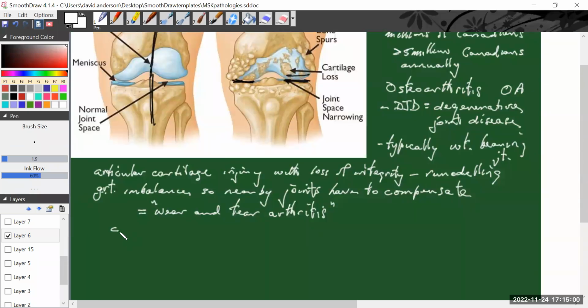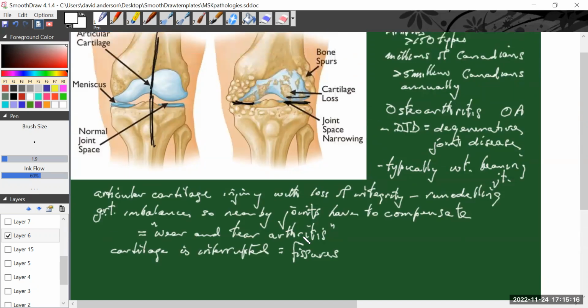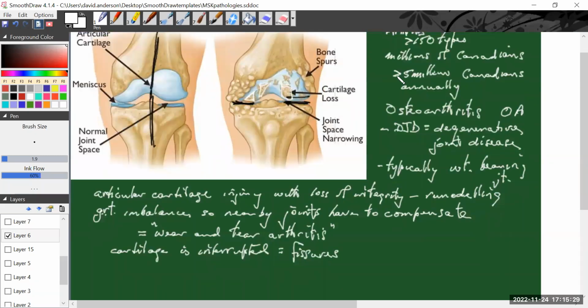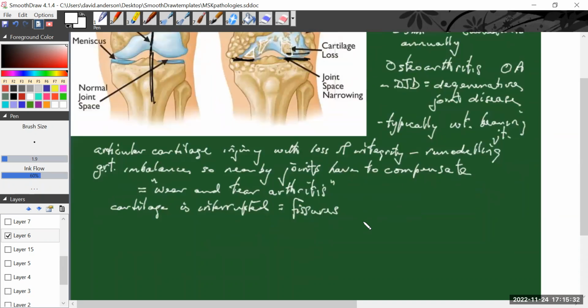So the cartilage is interrupted, as we've used that term now a few times. But those ridges or tears in the cartilage are described as fissures. So fissures are where you see the bone showing through the cartilage. So in here, we've got exposure to the underlying bone. As a result of those fissures, the cartilage gets thin and then breaks or wears down completely, so the underlying bone is exposed.